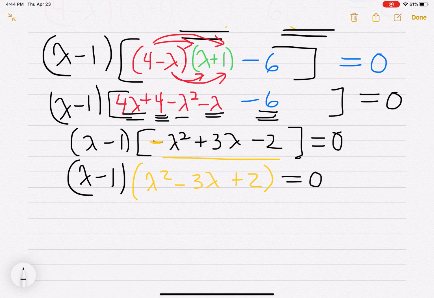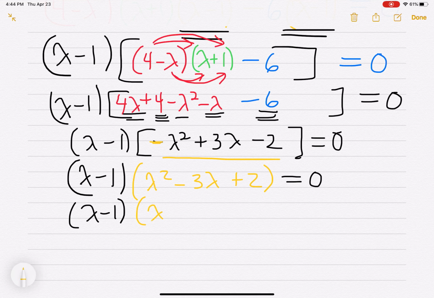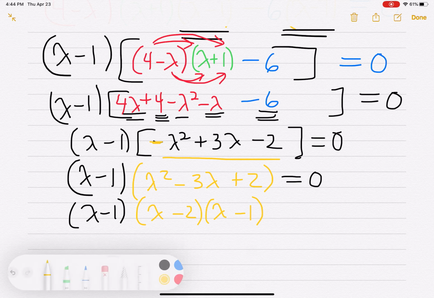All right. So now I can factor. We got lambda minus 1, and we factor the yellow one into lambda minus 2 and lambda minus 1. All that's equal to 0.